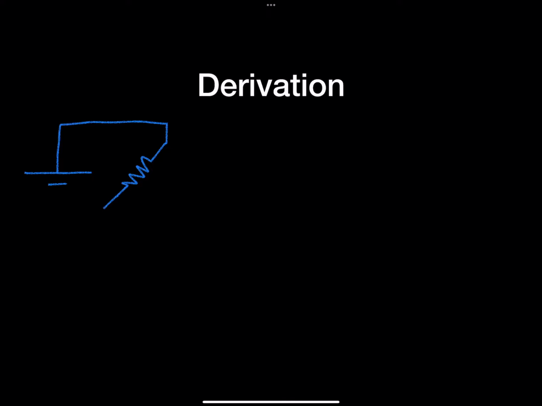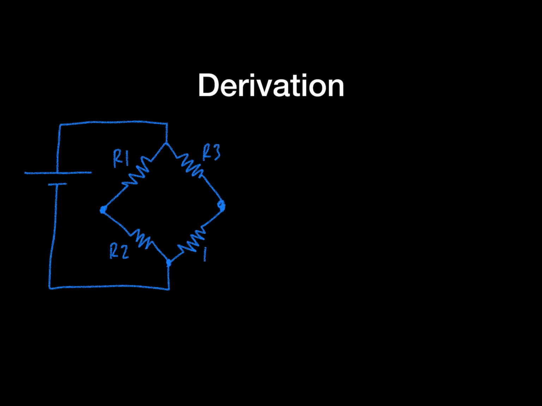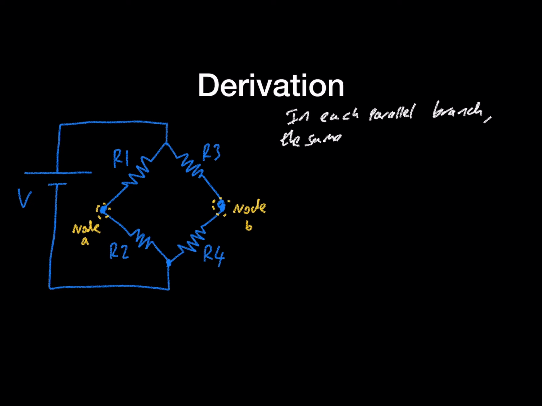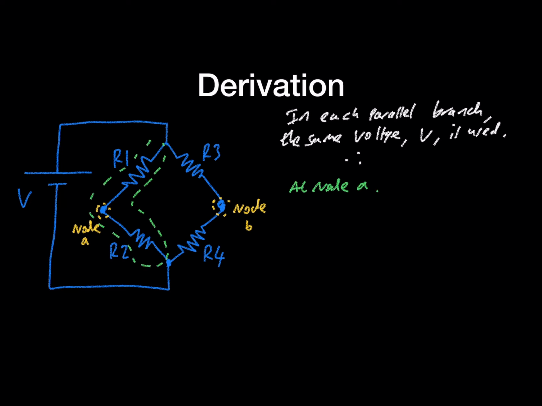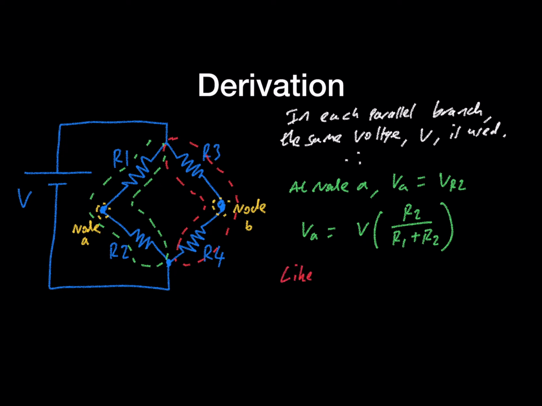In this derivation, we consider the simple fact that the voltage in each branch in a parallel circuit is the same. Each branch has been color-coded to make it easier to understand. All we want to know is the voltage at the node between each resistor. So the voltage divider equation can be used as shown to find this for VA and VB.